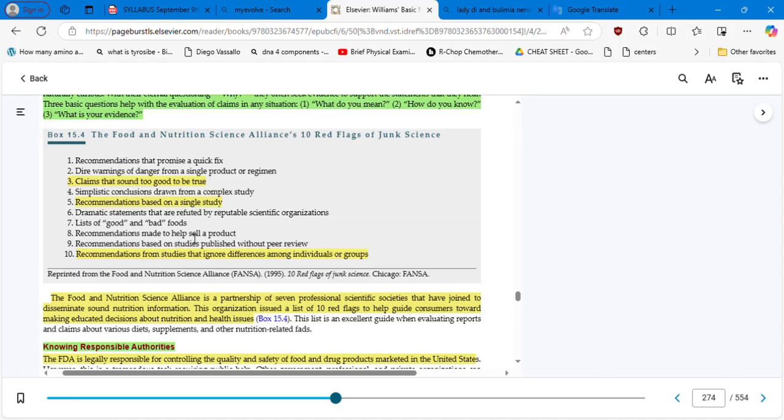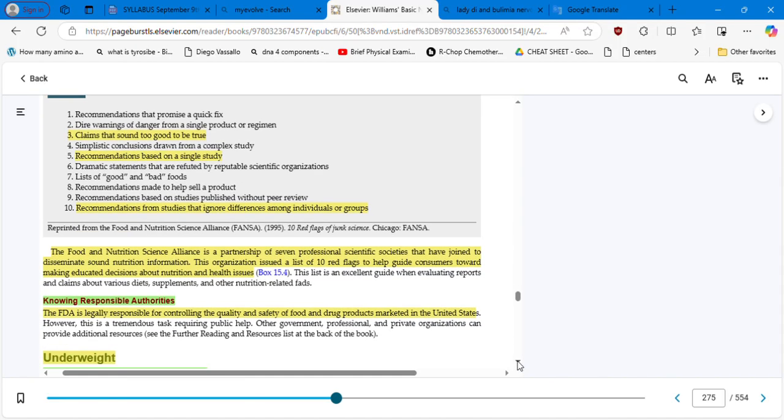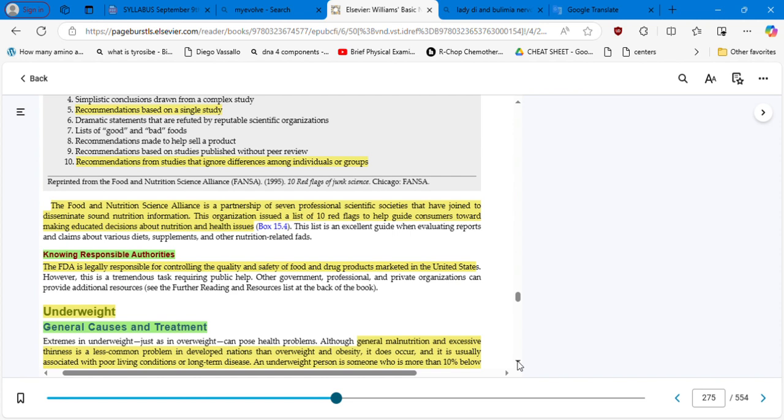So recommendations made to help sell a product, recommendations from a study that ignore differences among individuals or groups. Yes, in this category, the last one, number 10, I will suggest in general, right? How in healthcare we are treating patients with hypertension the same way. There is an algorithm of treatment, right? So you start with lifestyle changes, like reduce your salt intake, change your diet, and then you increase diuretics, and then you increase to hypertension medications. They don't care if the patient is having any other type of comorbidity. They just follow an algorithm. So you see, they ignore differences among individuals or groups.